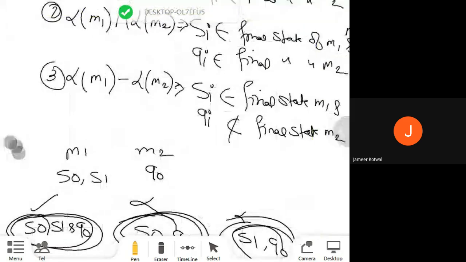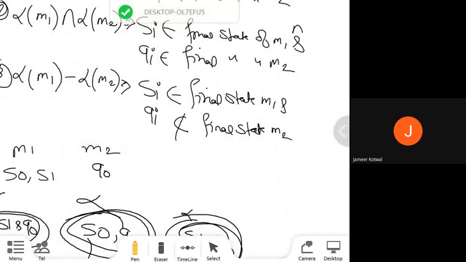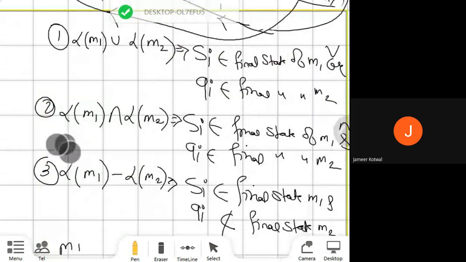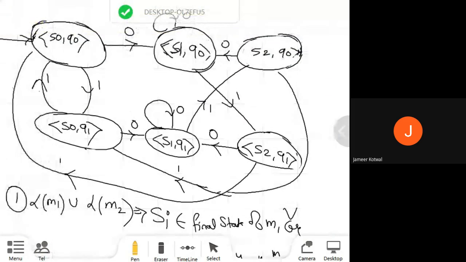So here in the difference, it says that Si belongs to a final state and Qi does not belong to a final state. So tell me, here in this transition diagram, which states will be final states? Which state will be a final state?